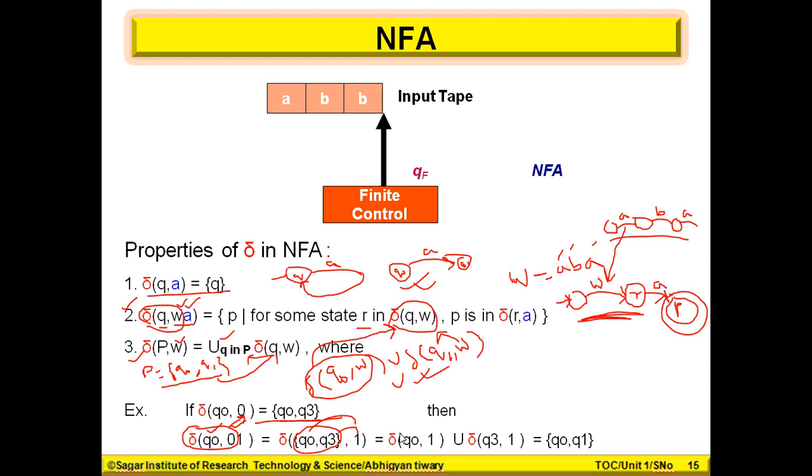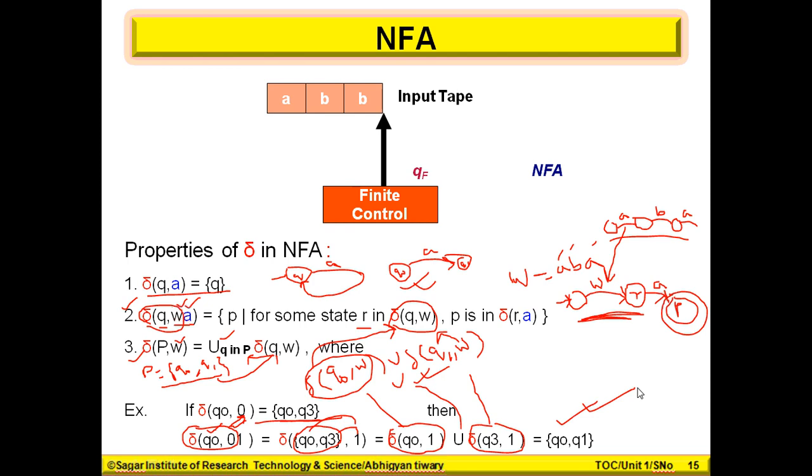So see, we took this one, like this one. We took this one like this one, and we took the union of this one. That's all. So Q0, 1 is going to give you something, let's assume Q0 and Q3, and Q3, 1 is going to give you Q1, and you will have to do the union, and that's how we are going to perform this property. We'll see more examples related to this later.